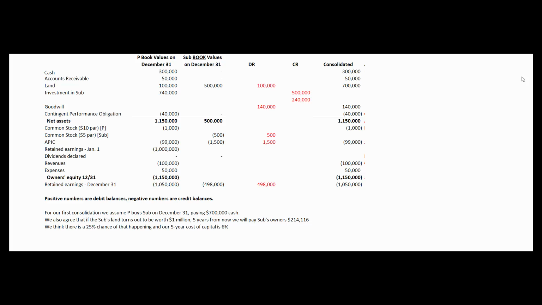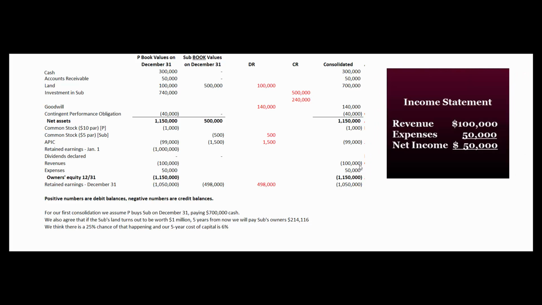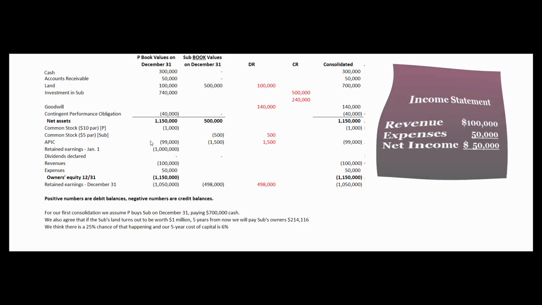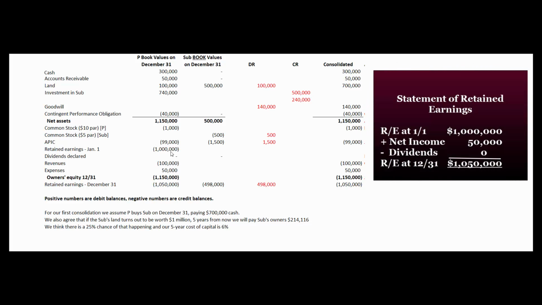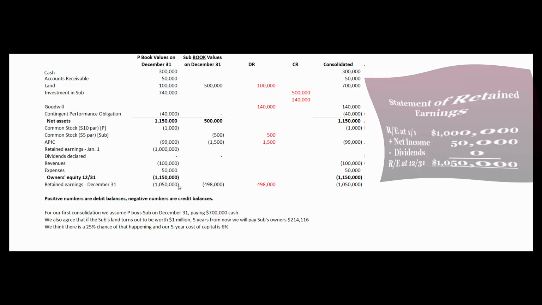So what's the consolidated income statement look like? It's the parent's revenue minus the parent's expenses for $50,000. What's the statement of retained earnings going to look like? Retained earnings at the beginning of the parent plus the $50,000 of net income we just made minus $0 of dividends means that retained earnings at the end are $1,050,000.